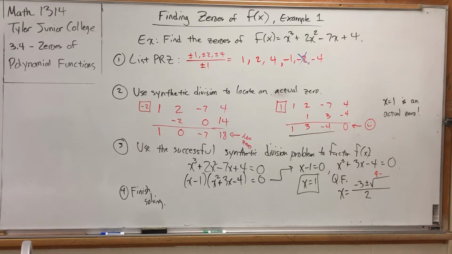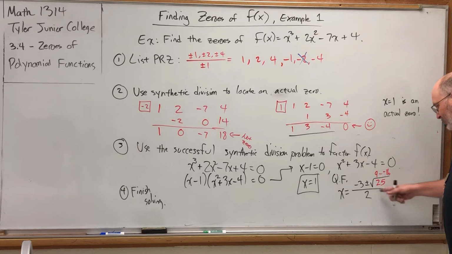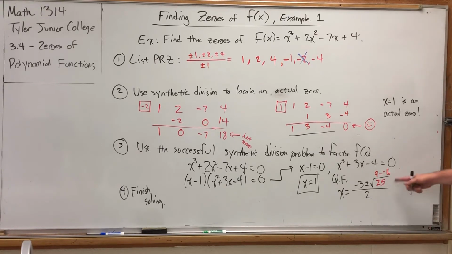I'm sorry. B squared minus 4ac. 4 times 1 times negative 4 is negative 16. 9 minus negative 16 is 25. If the discriminant, the part under the square root, is a perfect square, this thing should have factored. I can't believe I looked at it and said it won't factor. We get negative 3 plus or minus the square root of 25, which is 5, over 2. So if we split that up, we get negative 3 plus 5 over 2, negative 3 minus 5 over 2.